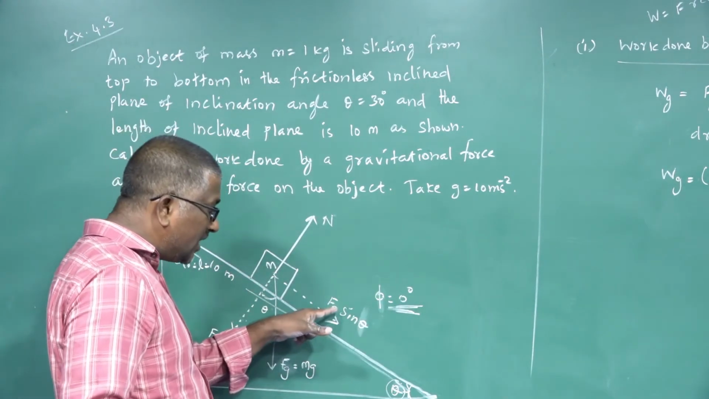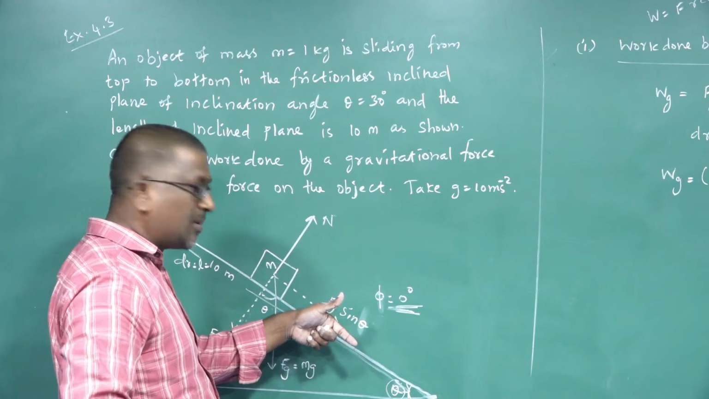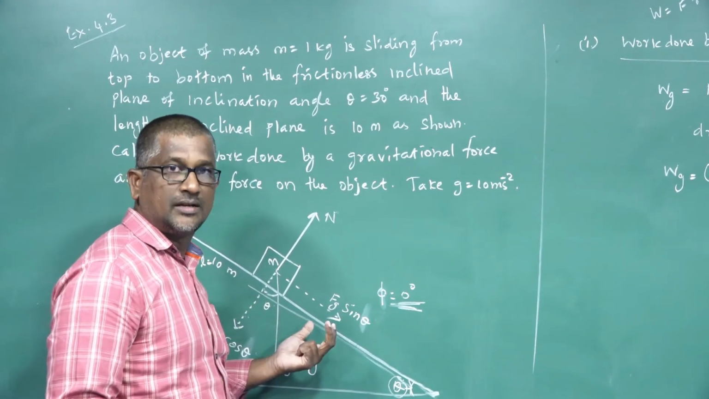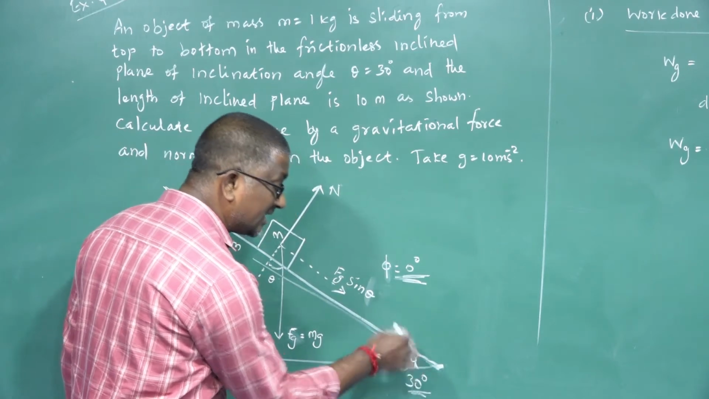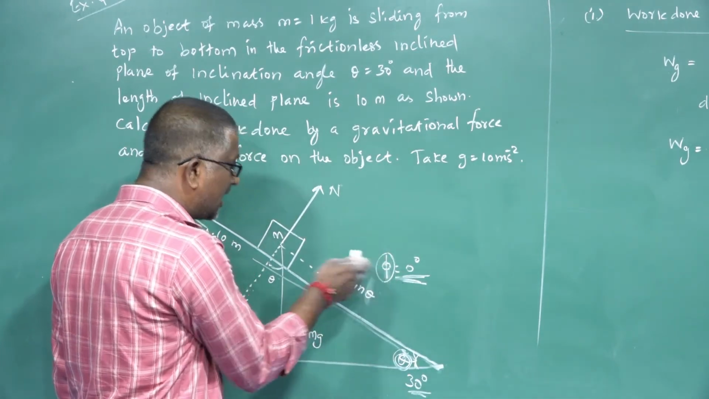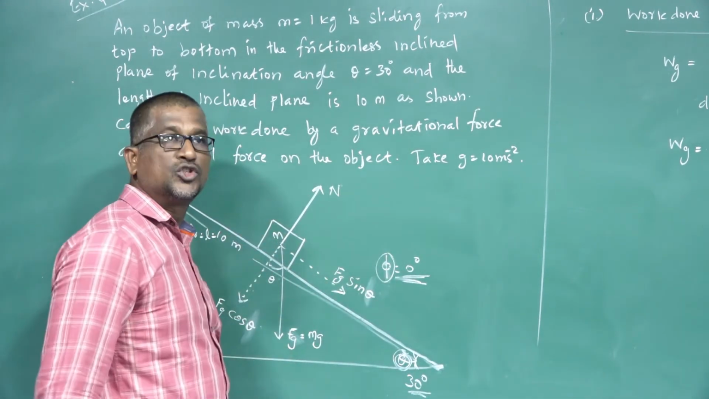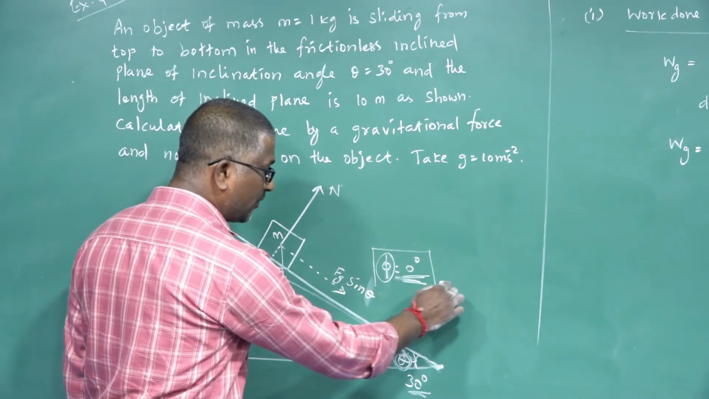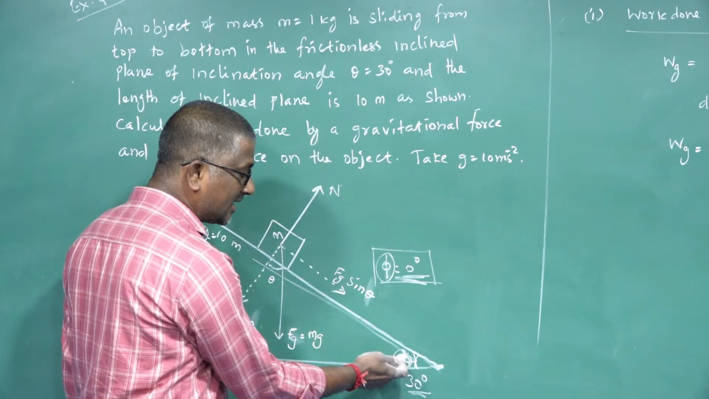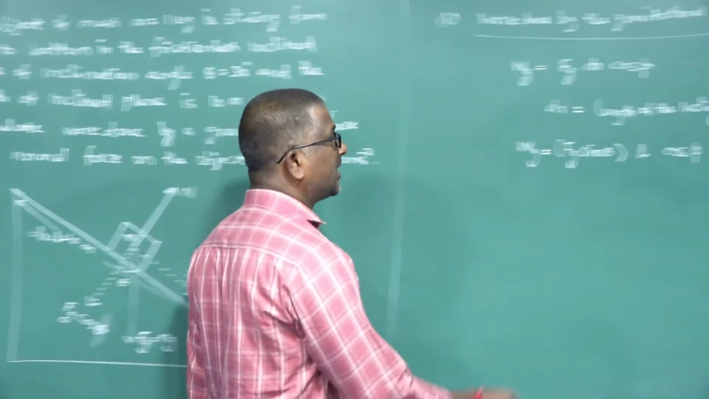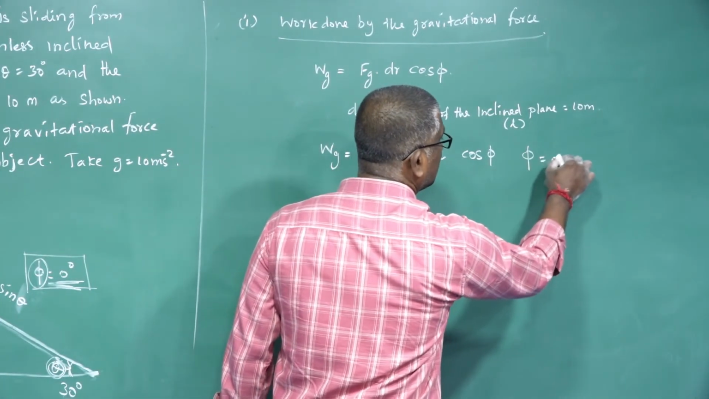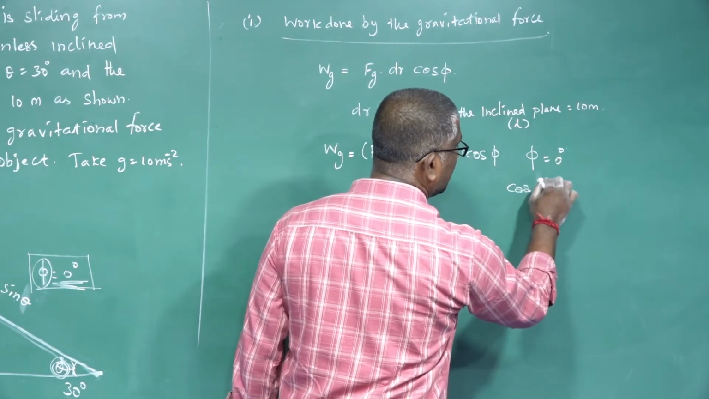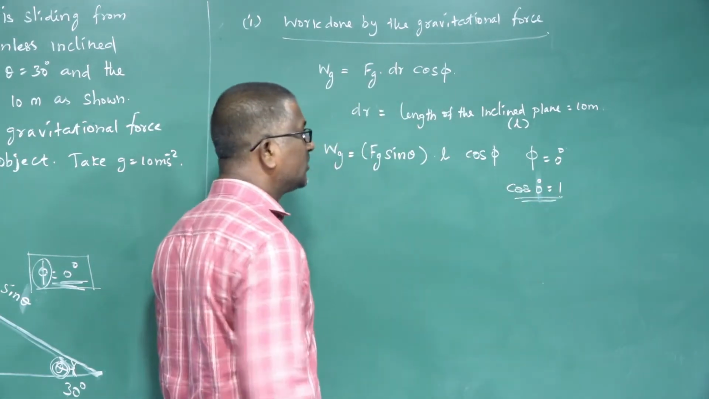Phi, angle between force and the direction of motion of the body. But theta, inclination angle of the given inclined plane. Okay, so theta is the inclination angle, whereas phi is the angle between force and the direction of motion of the body. Here, the angle between force and the direction of motion of the body, that is the phi value, is 0 degree, but the inclination angle theta value is 30 degree. Here, phi value is 0 degree, therefore cos phi or cos 0 degree is equal to 1.